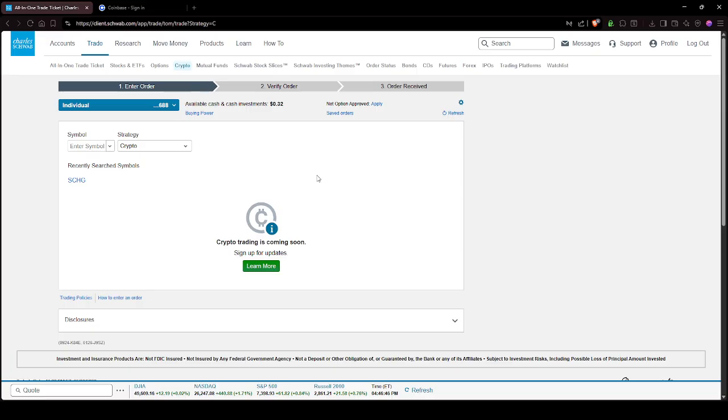Remember to consider transferring your Bitcoin to a secure wallet for long-term storage. That's it. You have successfully bought Bitcoin using Charles Schwab.